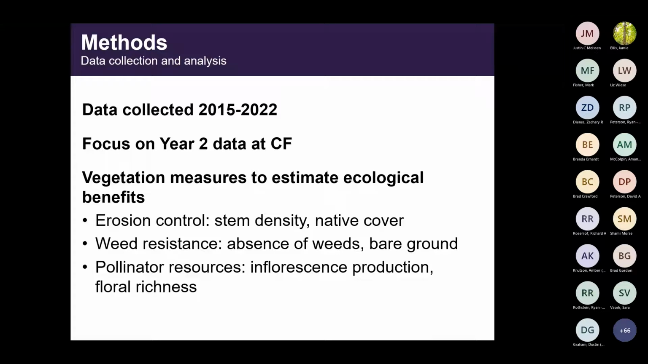Now, to quantify ecological benefits and treatments, we measured some key vegetation metrics in each experimental plot. So to estimate erosion control, we looked at sown native stem density and native canopy cover. To estimate weed resistance, we looked at canopy cover of annual and perennial weeds, as well as bare ground cover. And then to measure pollinator resources, we looked at inflorescence density and floral richness.